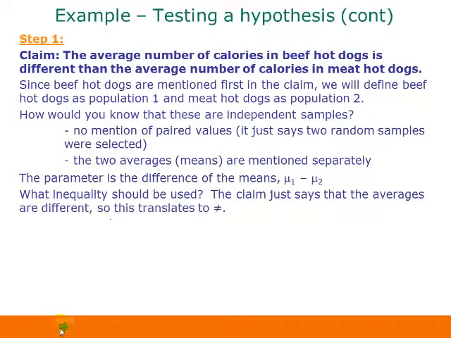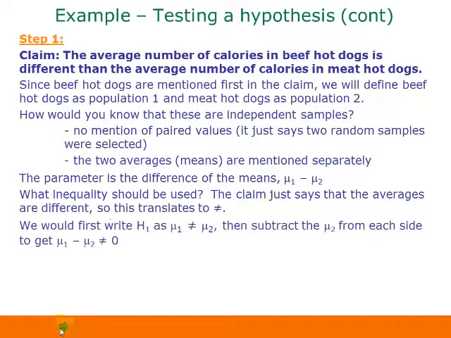What inequalities should we use? The claim just says that the averages are different. It doesn't say anything about less than or more than, so this is just going to translate to a not equal to. We would first write our alternative hypothesis as mu sub 1 is not equal to mu sub 2, and then subtract the mu sub 2 from each side to get mu sub 1 minus mu sub 2 is not equal to 0.